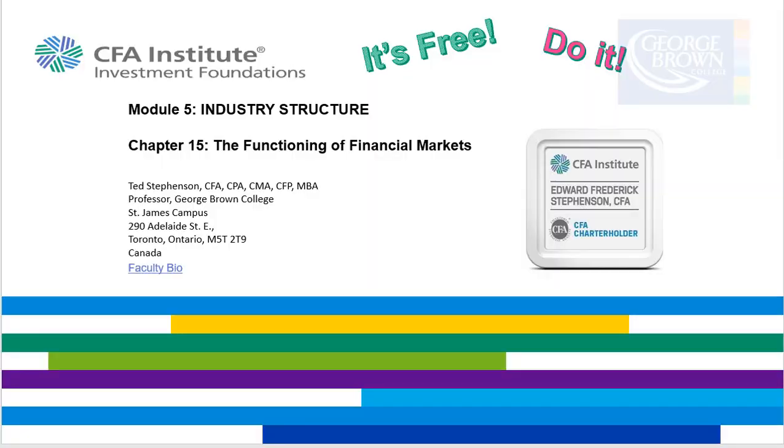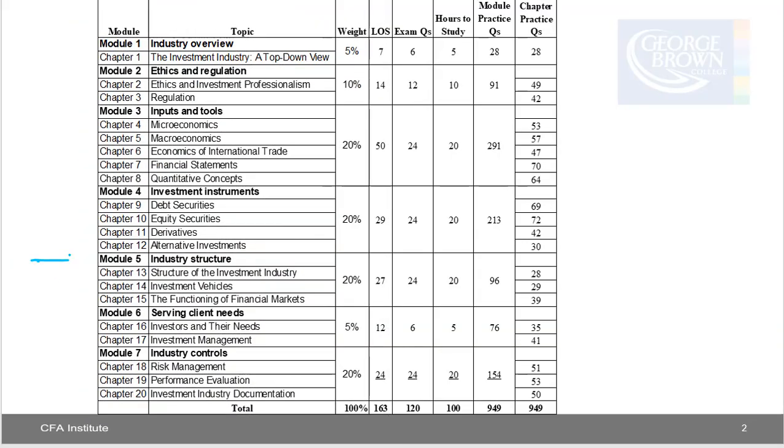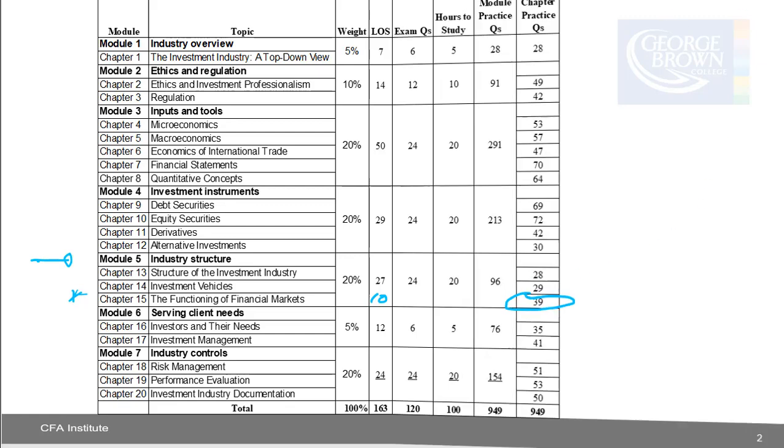The topic for this video is Module 5, Industry Structure, Chapter 15, The Functioning of Financial Markets, for the CFA Institute Investment Foundations Program. So here we are in Module 5, Industry Structure, and the topic for this video is Chapter 15, The Functioning of the Financial Markets. There are 10 learning outcome statements, and as you can see, there are 39 questions in the learning ecosystem.